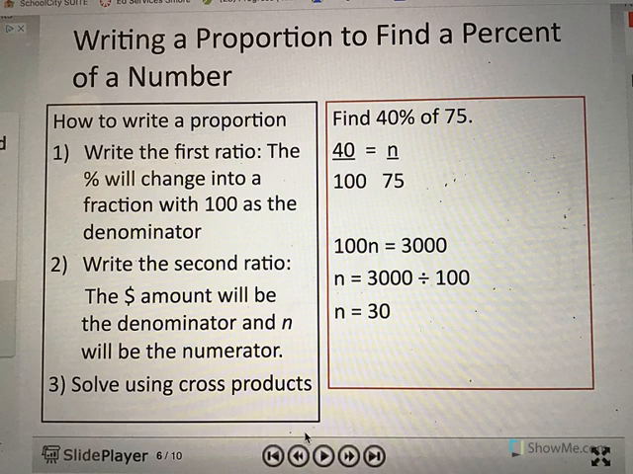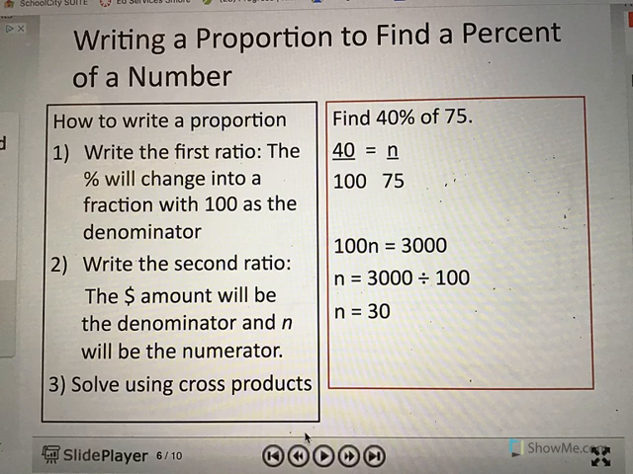We're going to start off writing a proportion to find a percent of a number. How to write a proportion? Write the first ratio. The percent will change into a fraction with 100 as the denominator. So percent means out of 100. Always means out of 100. Now, usually on a test, you might have X amount of questions. That grade you get is usually the percent out of 100. You can score higher than 100 if your teacher were to give you extra credit. But again, 100% is the highest you usually can get. Percent means out of 100.